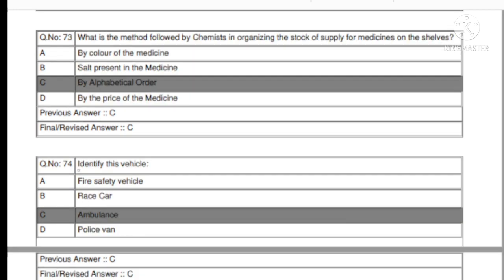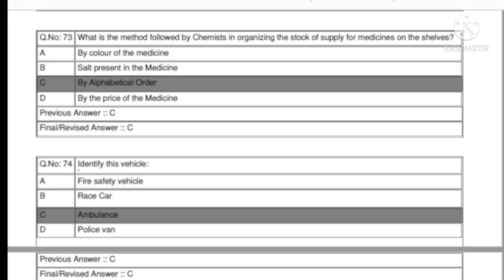Question number 73. What is the method followed by chemists in organizing the stock of supply for medicines on the shelves? A. By color of the medicine. B. Salt present in the medicine. C. By alphabetical order. D. By the price of the medicine.